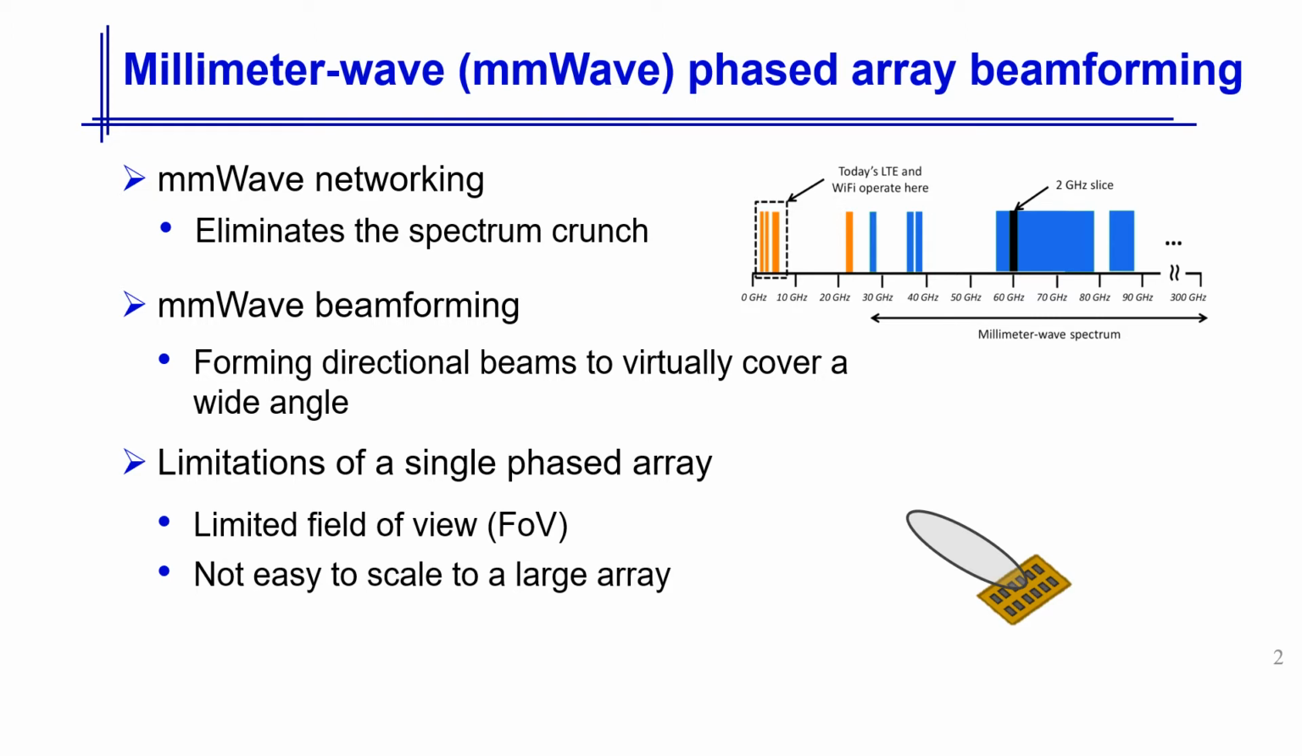The first challenge is limited field of view coverage. A phased array has limited field of view, typically narrower than 120 degrees, due to the intrinsic properties of its patch antenna elements. The second is beam management overhead. A phased array has to scan hundreds of beams pointing at different directions to cover its field of view, which incurs huge overhead. This problem becomes more severe when the phased array size is large.